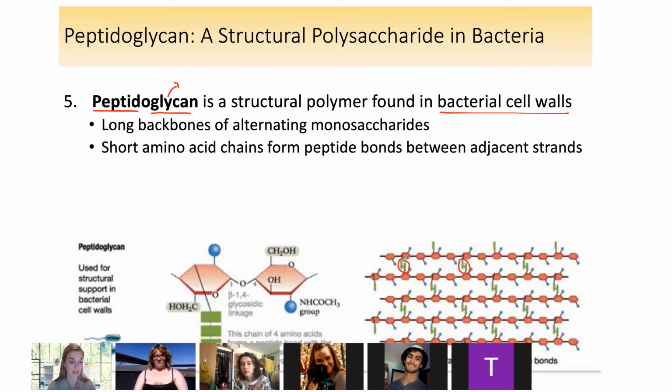So this is a lot stronger than what we saw with the cellulose or the chitin, because these aren't hydrogen bonds. These are actual covalent bonds, right, that are forming between the amino acids. So this forms a very, very strong cell wall for our bacterial cells.